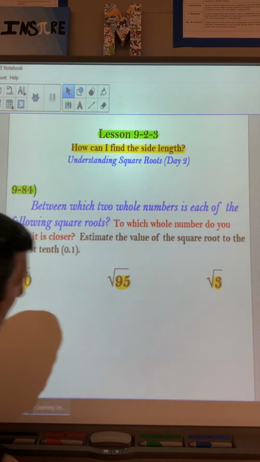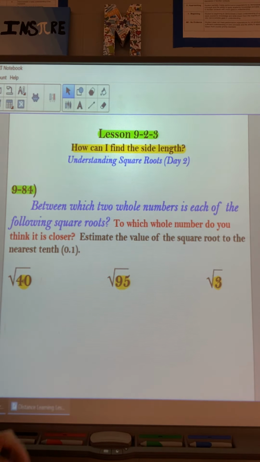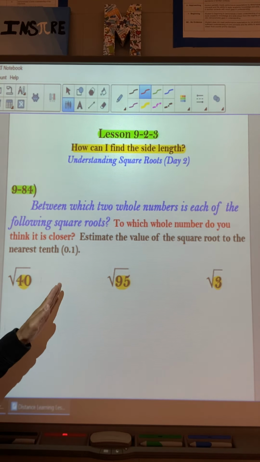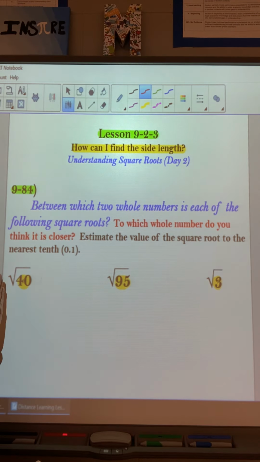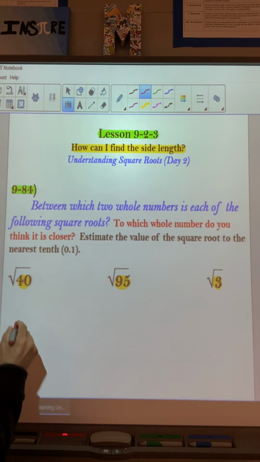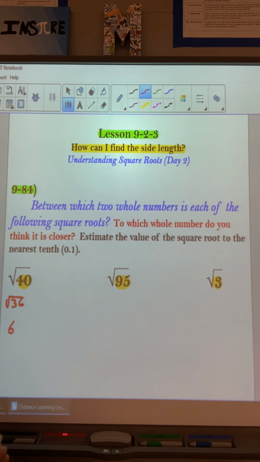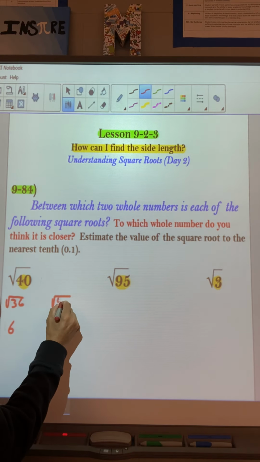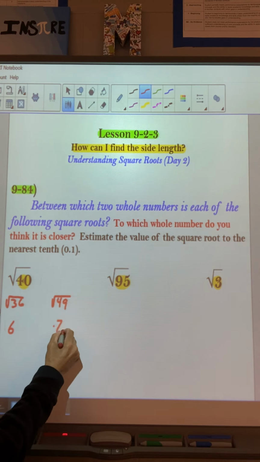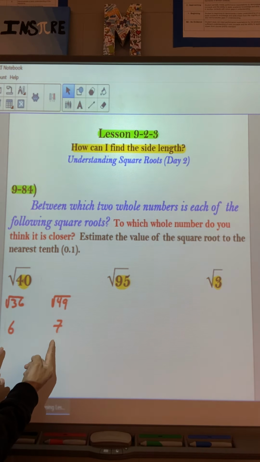Okay, so let's go. So we have the square root of 40. So which two whole numbers is it closest to? So what's the perfect square on this side of it? Perfect square on that side of it. Okay, somebody just yelled out the square root of 36 is 6. And the square root of 49 is 7. Good. So it's between 6 and 7.